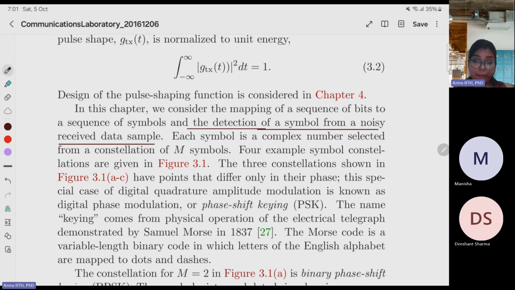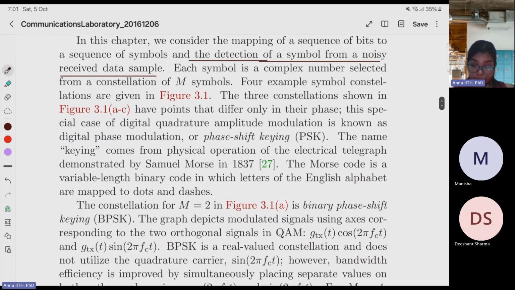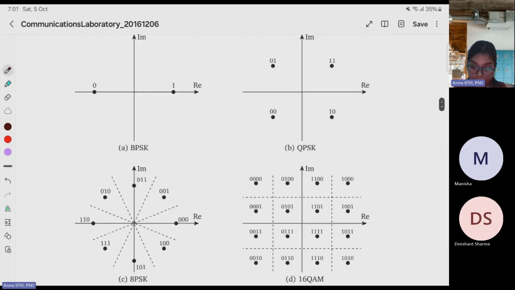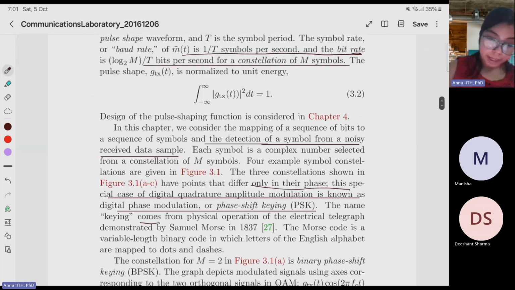Now, four example symbol constellations are given in figure 3.1. Three constellations shown in the figure have points that differ in their phase. A special case of digital quadrature amplitude modulation is known as digital phase modulation or phase shift keying. The name keying comes, okay, understand this. Let's see these three constellations first: BPSK, QPSK, 8PSK and 16QAM. We will see that because there will be questions in the assignments from this perspective.